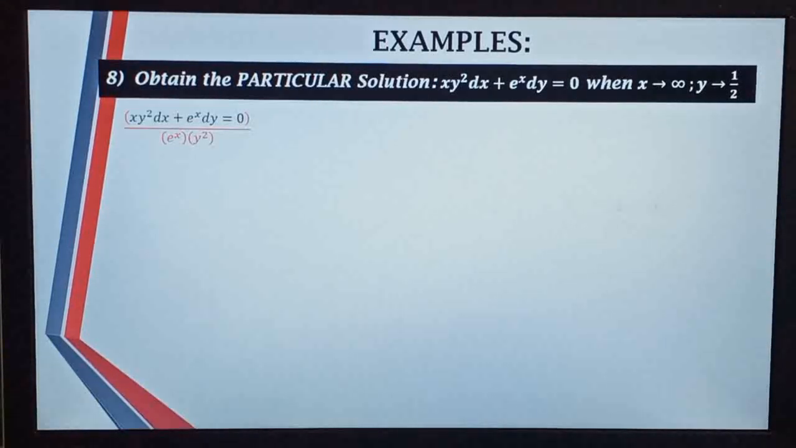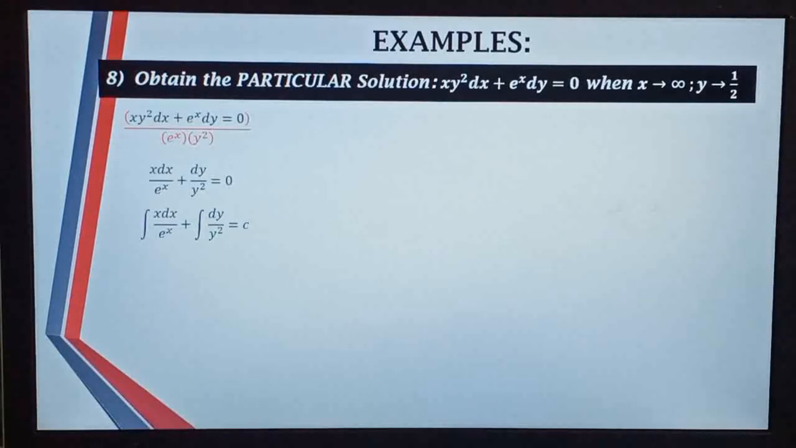So, i-divide natin siya ngayon doon. Ang magiging equation na natin ngayon is x dx over e raised to x plus dy over y squared equals 0. Since separated na siya, pwede na tayong mag-integrate. But, in that form, hindi siya basta-basta maiintegrate.